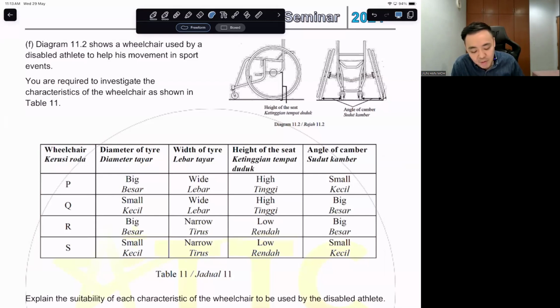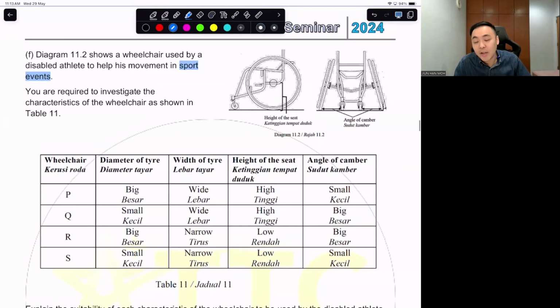Now over here, diagram 11.2 shows a wheelchair used by a disabled athlete to help his movement in sports event. Always, what you do, study the question first. A lot of times, the problem about essay is you all like to answer using your own logic. You think, hey, I thought normally it's like this. You must look at the question and answer to their needs, as in, they want you to design for a sports athlete, which is different.